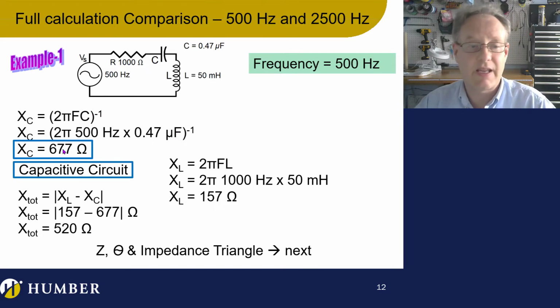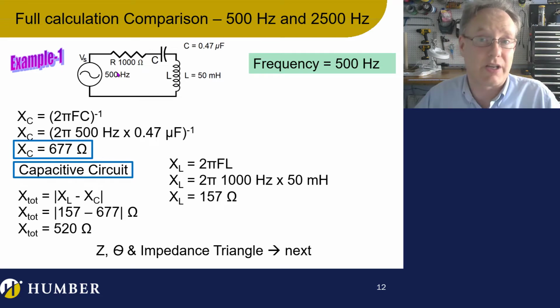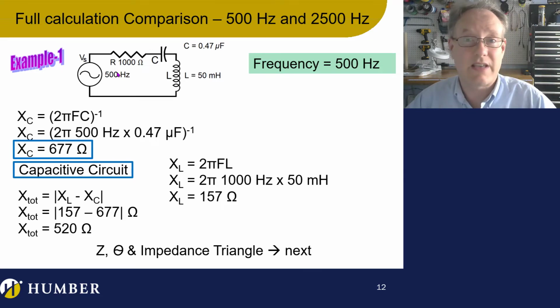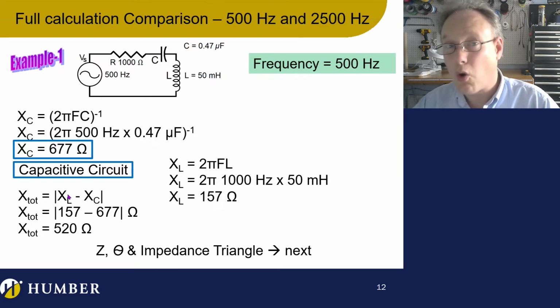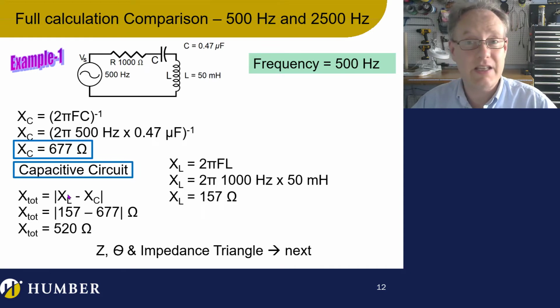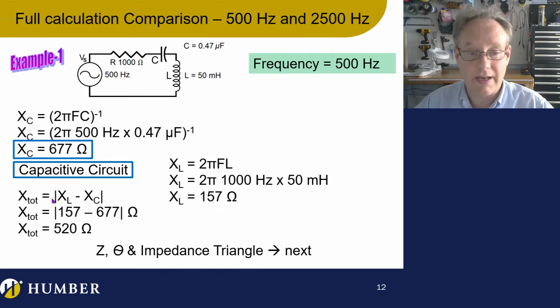So I put my values in and I come up with this value here. When I do my inductive reactance, because I'm at a really low frequency, it's probably going to be a capacitive circuit or an RC circuit, and in this case it is, because my inductive reactance is much lower than my capacitive reactance. Now, I need to find the total so that I can continue and find the impedance and the phase angle. So I'm going to take the total and find the absolute value. I'm going to take the difference between these values, and that's my absolute value. In this case, it's 520 ohms.